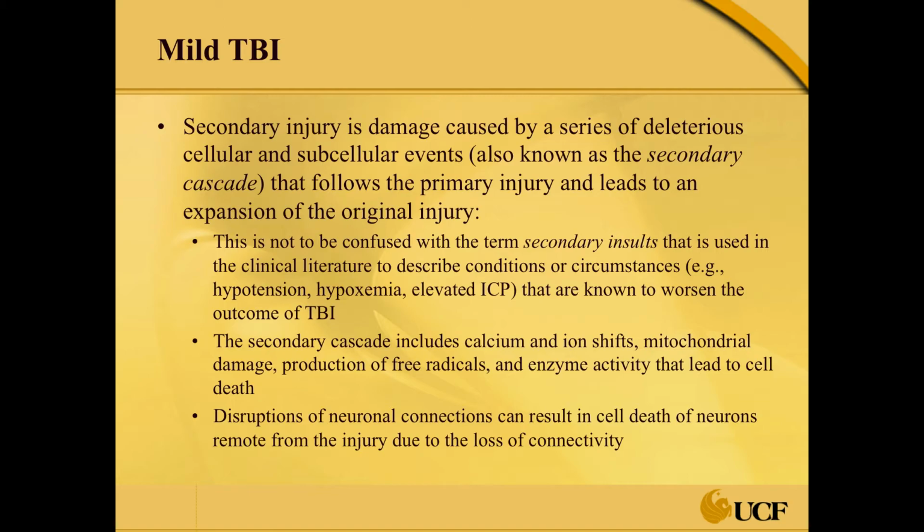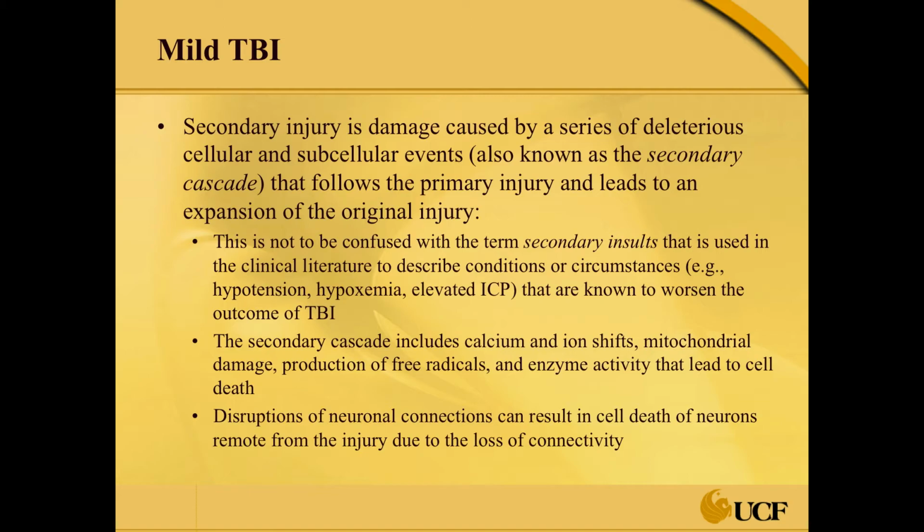So don't confuse that term with secondary insult, which is used in the clinical literature to describe conditions or circumstances that are known to worsen the outcome of a TBI. So hypotension, hypoxemia, or an elevated ICP would be a good example of secondary insult, but that's different from secondary cascade. Cascade, remember, is going to be chemical.